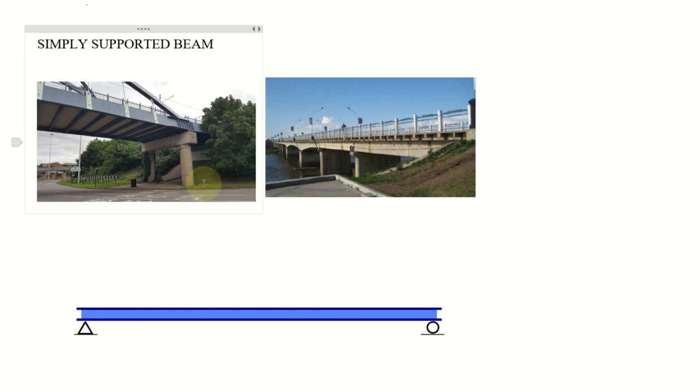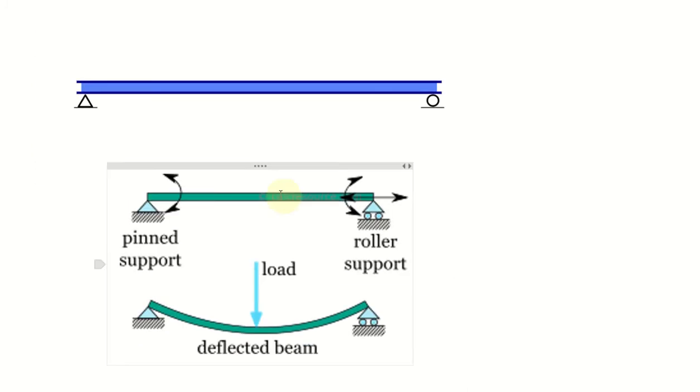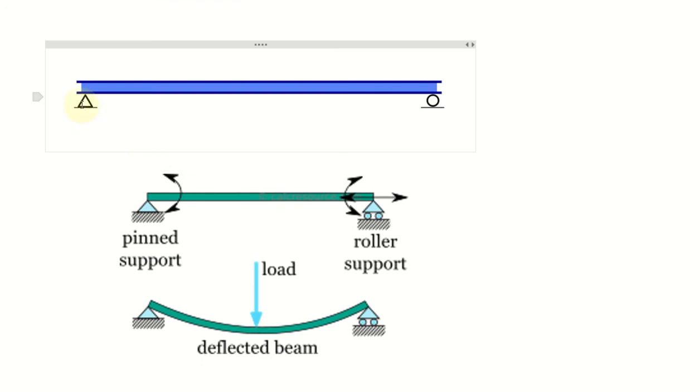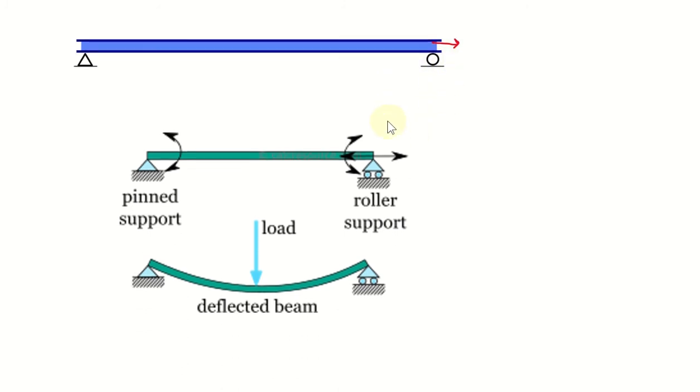The best example is bridges. You can see there are spans which are simply placed on two pillars or columns. Generally, a simply supported beam will have one end hinged or pinned, and the other end a roller. The roller support allows the movement of the beam in the horizontal direction to allow thermal expansion and contraction. Due to temperature changes, sometimes the beam will contract and expand, so to avoid temperature stresses, the other end is provided with a roller support.